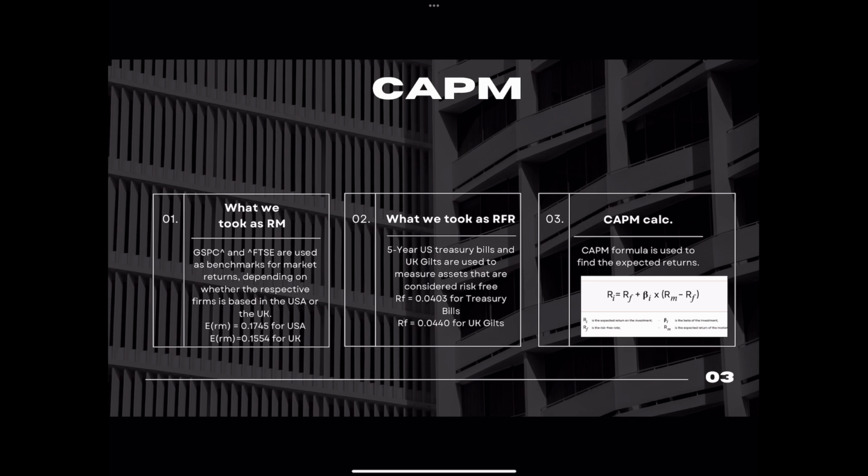17.45% is the market return for GSPC, while 15.54% is the market return for FTSE. The 5-year US Treasury bills and UK gilts are used to measure assets that are considered risk-free. 4.03% is for the Treasury bills, while 4.4% is for UK gilts. The CAPM formula is also used to find the expected returns for the respective firms.